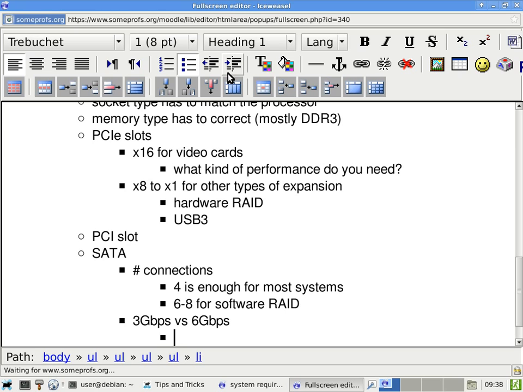So why did you go for software RAID? Because you couldn't run a hardware RAID off the motherboard?